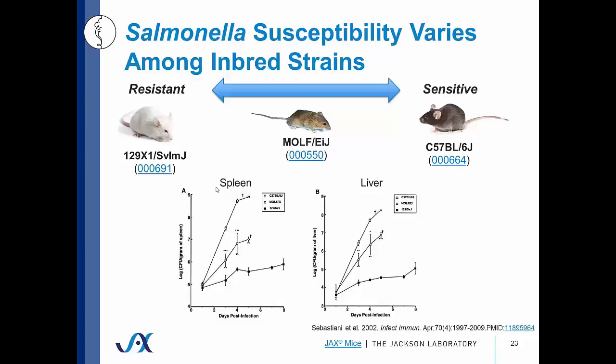And you can see that in both cases, Black 6J mice were unable to control infection and bacterial replication. We see much higher levels of bacterial counts both in the spleen and in the liver as compared to MOLF EIJs, which are intermediate, and 129 SVJs that were much better at controlling bacterial replication.